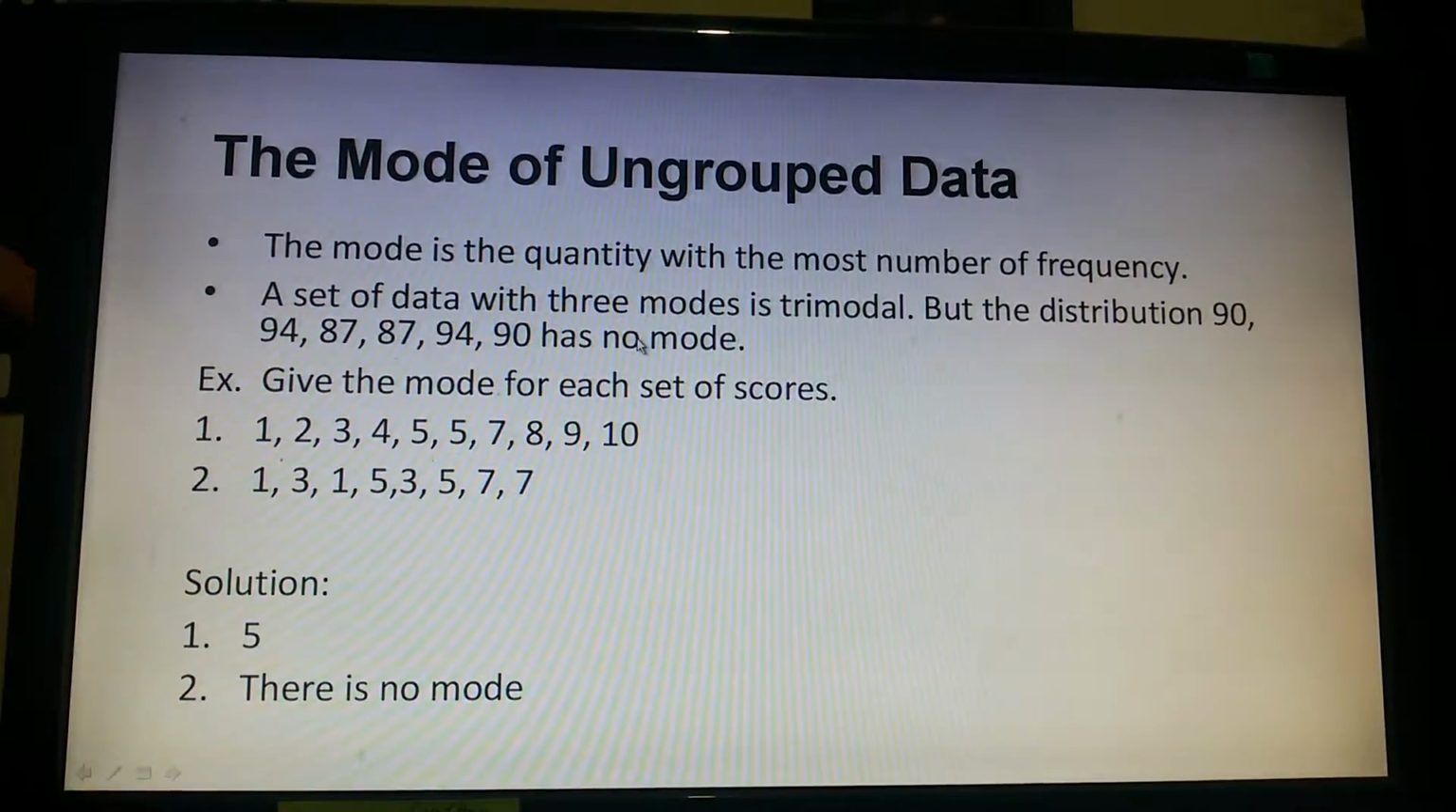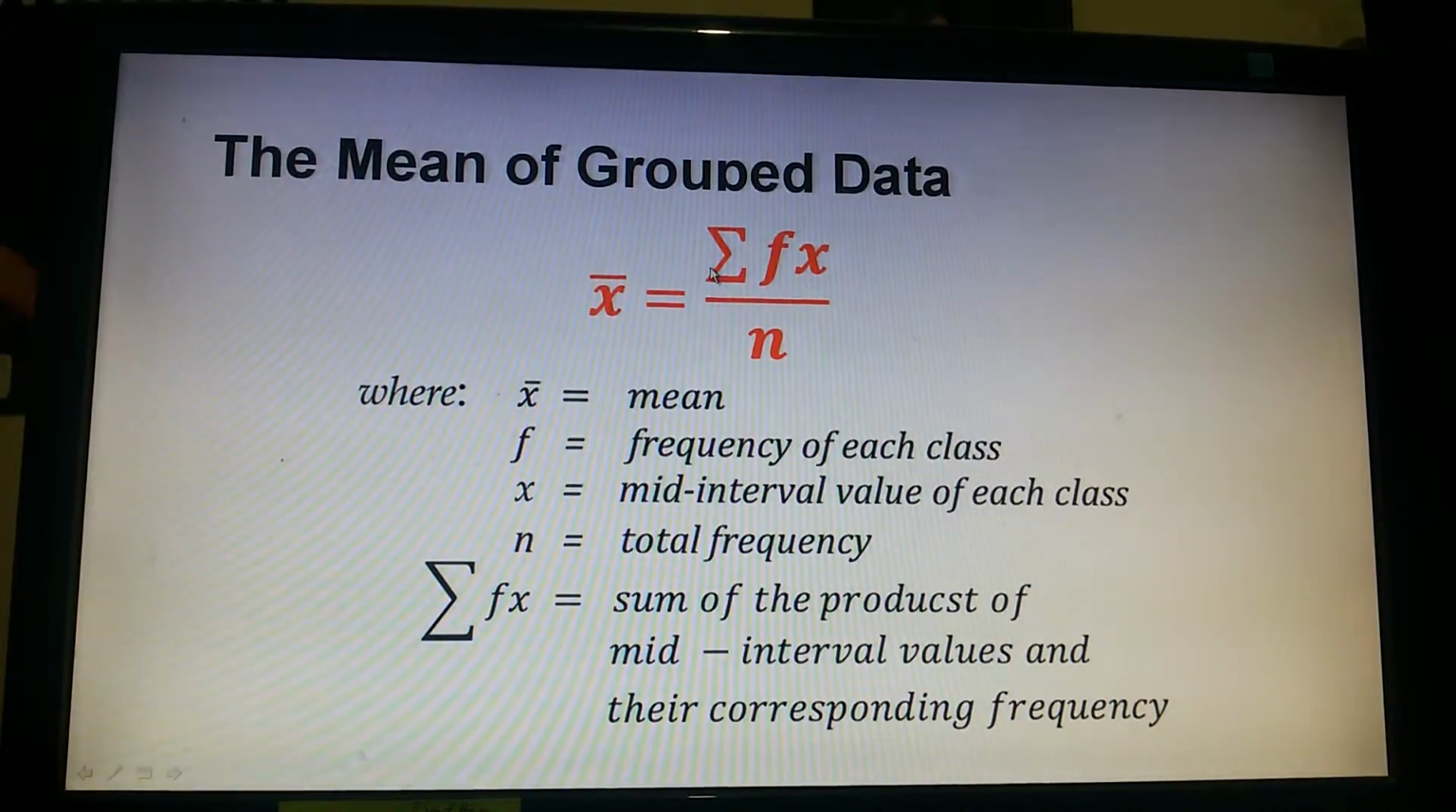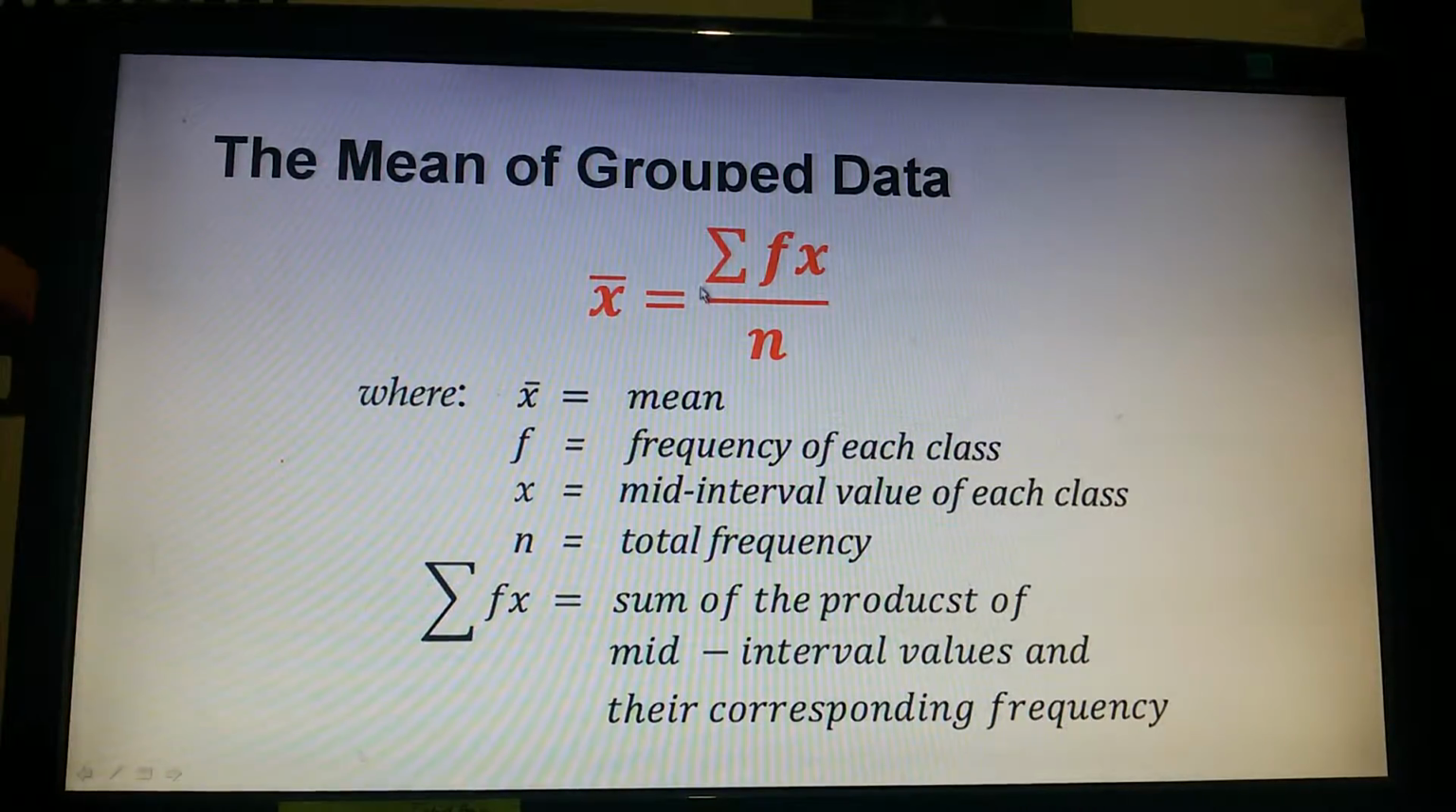And next we have the mean of grouped data. So this x with the horizontal line above means the mean. This equals the summation of the products of mid-interval values and their corresponding frequency, or summation of fx over n, the total frequency. So in this part we are using a statistical chart, but since I don't have it here, I'll just show you the formula.